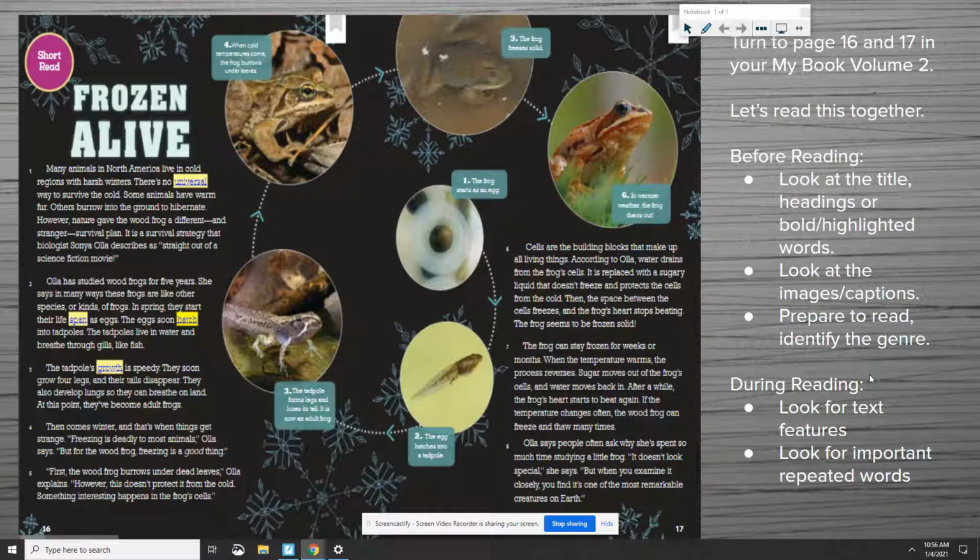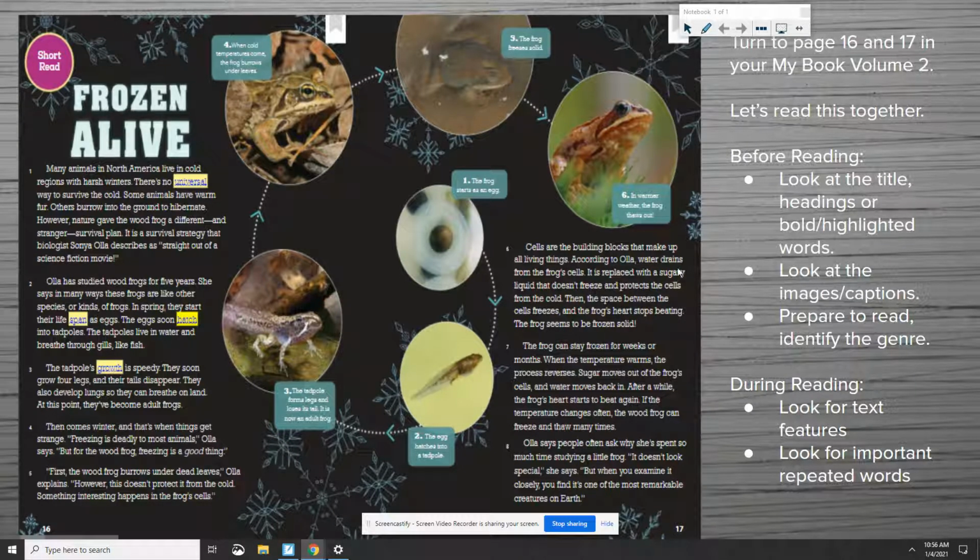So in your book, page 16 and 17, this is My Book 2, remember, you have a text called Frozen Alive. Now, before we even begin reading, one thing that we should be doing is looking at the title, looking at the pictures, looking at the captions, the bold words, just getting an idea so that we can be ready to read and be thinking, what type of genre is this? Is this fiction or nonfiction? So as I'm looking, I can see the title Frozen Alive. I see the bold words universal, span, hatch, and growth.